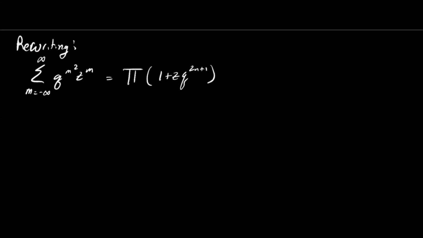what is this really saying? This is really saying that the sum of q^{m^2} z^m, m goes from -infinity to infinity, is equal to the product that we started with, this 1 plus z q^{2n+1}, n goes from 0 to infinity, times these q-Pochhammers that we've just written down. So (q^2; q^2)_∞, and (-q z^{-1}; q^2)_∞.